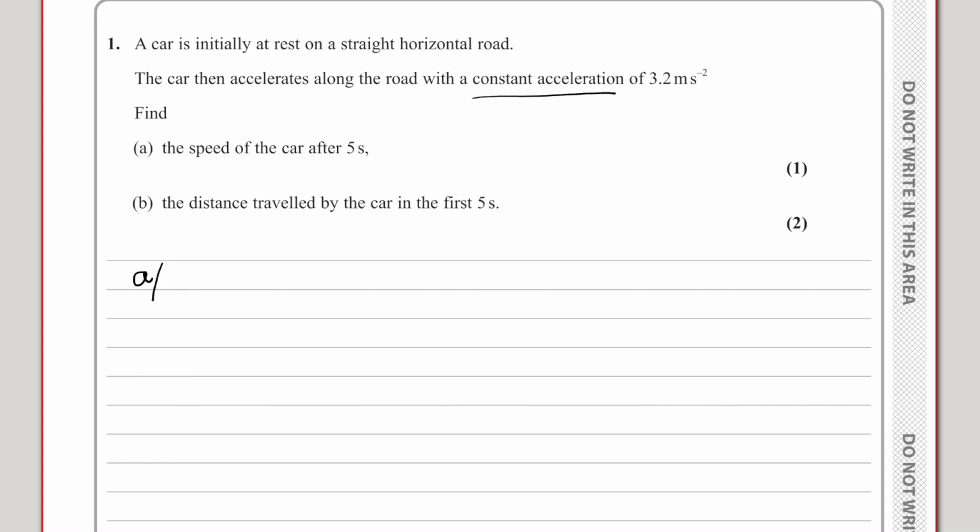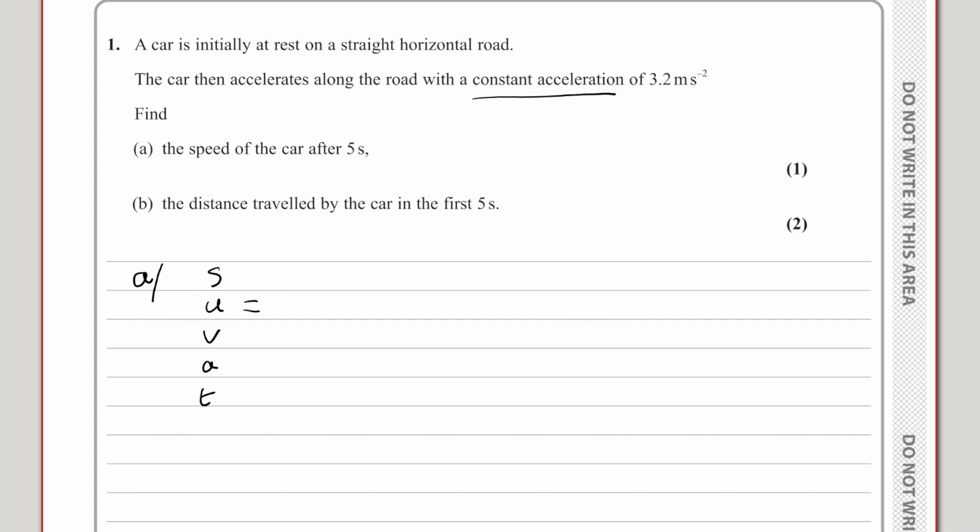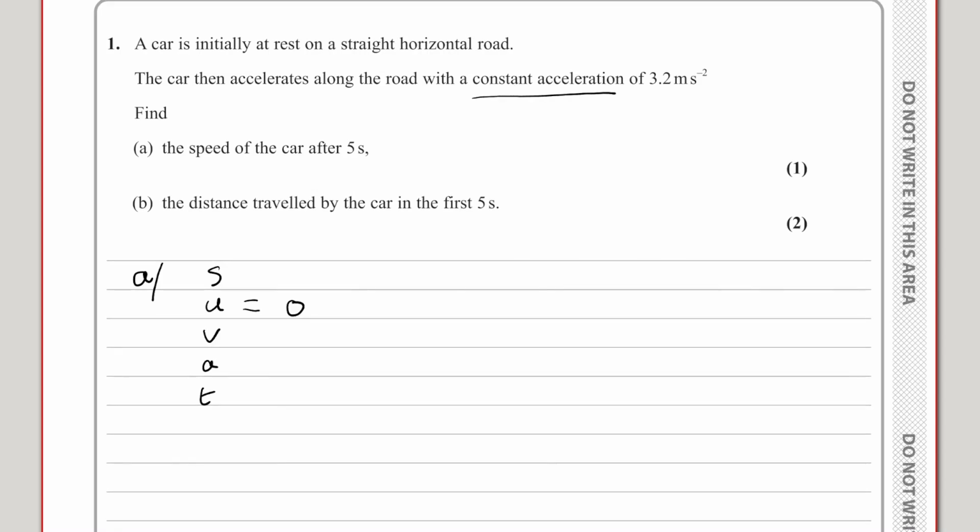So we have SUVAT, S-U-V-A-T. So we know it's initially at rest. Initial velocity is 0. Acceleration, 3.2 meters per second squared. And we want the speed after 5 seconds. So t is 5. And we want to work out v, the velocity after 5 seconds.